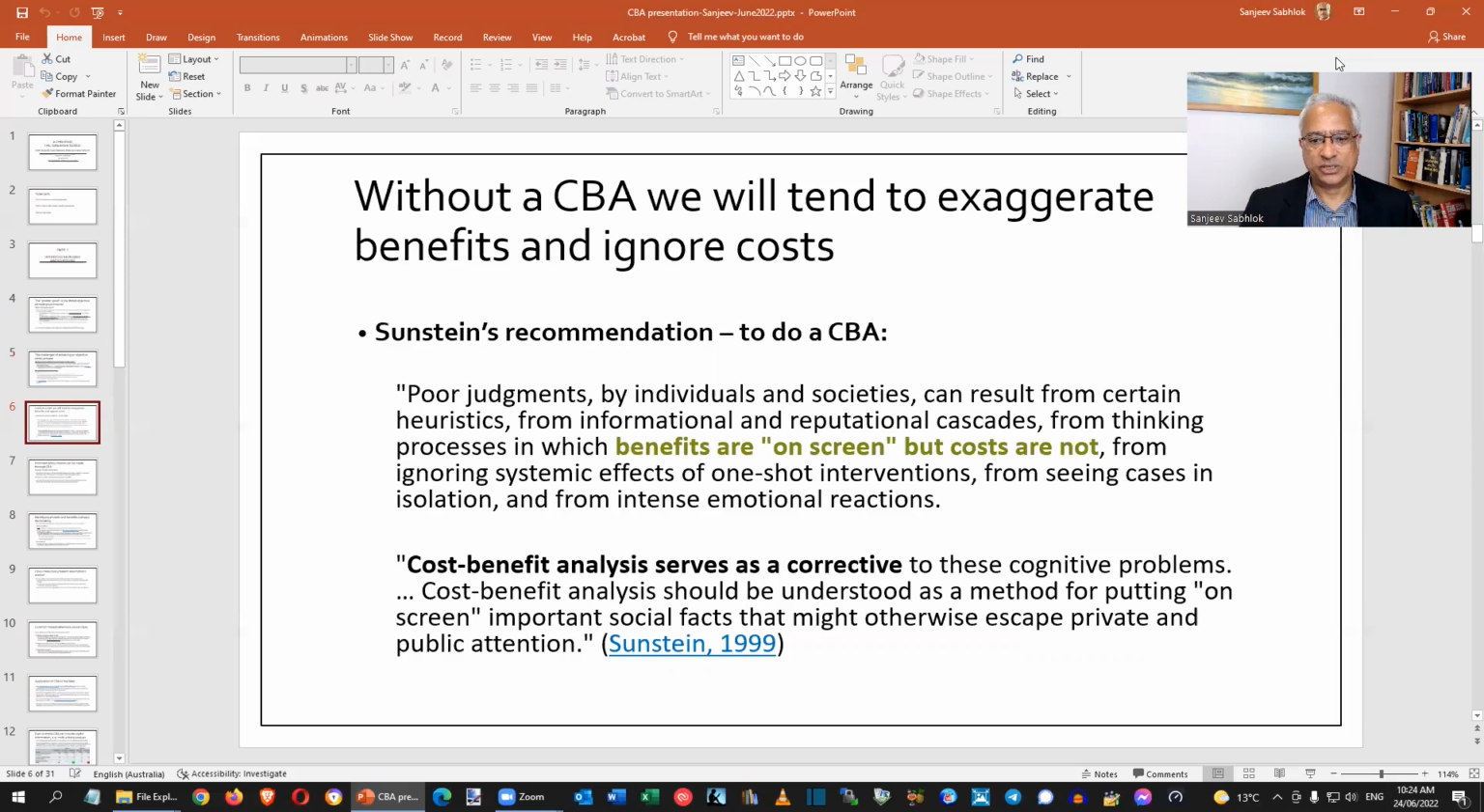He says poor judgments by individuals and societies can result from heuristics, which are all these rules that we create to guide our thinking, and informational and reputational cascades, basically groupthink essentially. And so what happens is that benefits are on screen. That means we can see the benefits more clearly. We think we see them more clearly. Our costs, we ignore. We ignore the systemic effects of interventions, for example the lockdowns. We see things in isolation. We see COVID in isolation, and we suffer from intense emotional reactions. And so the cost-benefit analysis serves as a corrective to these cognitive problems.